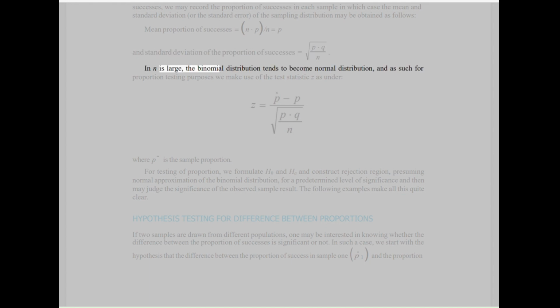If n is large, the binomial distribution tends to become normal distribution, and as such for proportion testing purposes we make use of the test statistic z as under. z equals to, where p is the sample proportion. For testing of proportion, we formulate H0 and Ha and construct rejection region, presuming normal approximation of the binomial distribution for a predetermined level of significance, and then may judge the significance of the observed sample result. The following examples make all this quite clear.